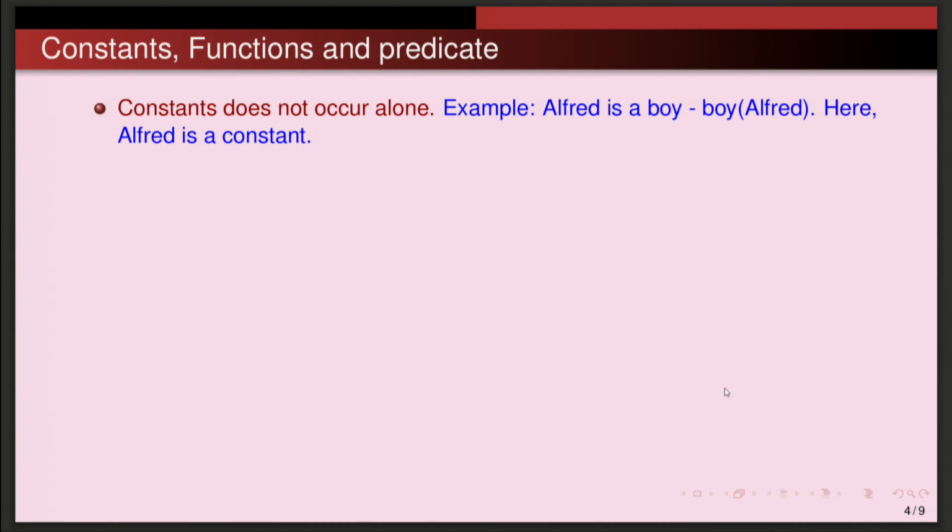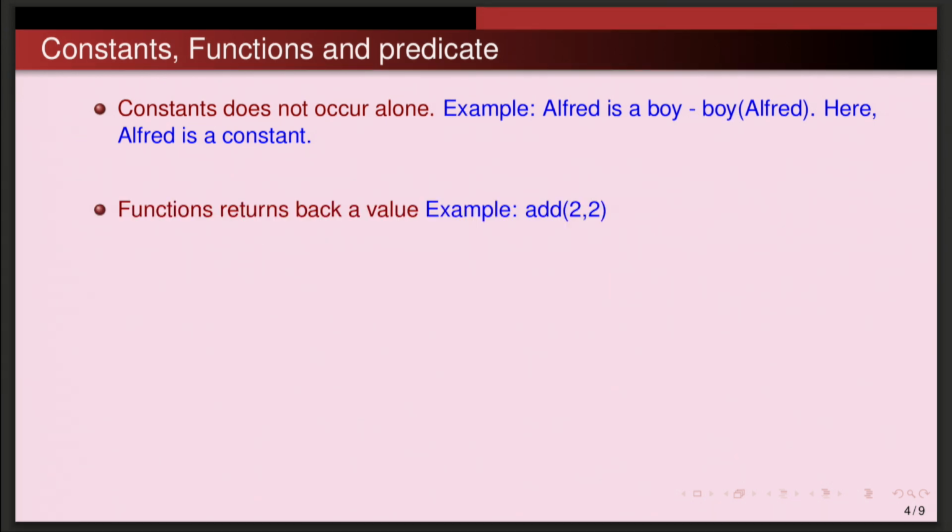Here the constant does not occur alone. Suppose for example we say Alfred is a boy; in the predicate logic structure we will say boy within brackets as Alfred. Here you see whatever is within the brackets is called a constant, and the boy portion of it is called a predicate. Whereas the function, as I said earlier in the last slide, actually returns back a value.